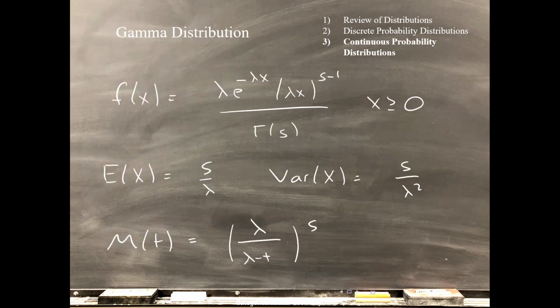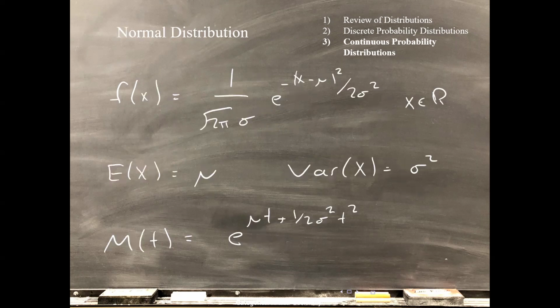The gamma distribution is a generalization of the exponential distribution where we throw in an additional parameter s. So in particular, the exponential distribution corresponds to gamma with s equal to 1. So defined over the same interval, it's lambda e to the minus lambda x times (lambda x) to the s minus 1 over the gamma function of s. So the expected value in this case is s over lambda. The variance is s over lambda squared, and the moment generating function is lambda over lambda minus t, all to the s power.